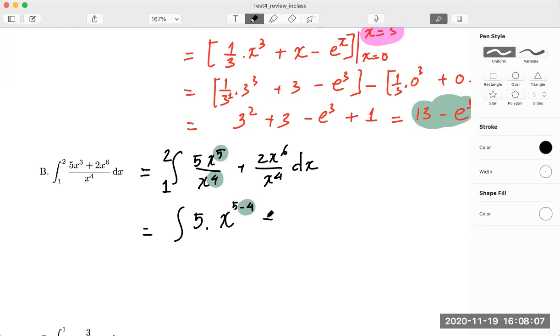We will have 2 times, what is it? 6 minus 4. Yes, x to the 6 minus 4, x squared, right? That is one way to think about it. Or you can think about it this way. Integral from 1 to 2, x to the 5, we can write it as x to the 4th times x to the 4th, right?